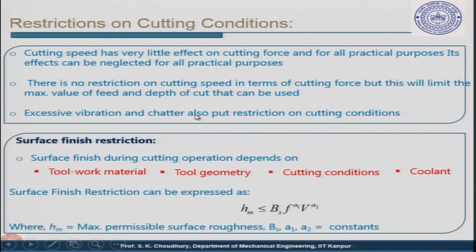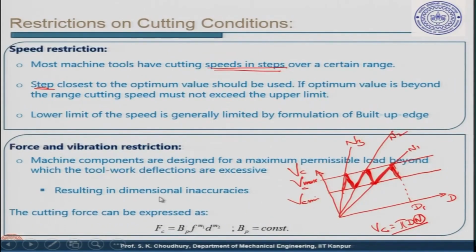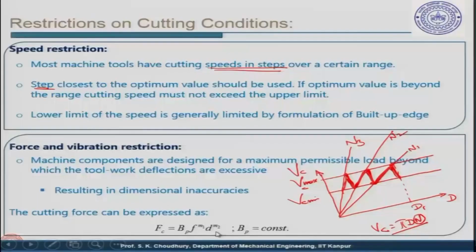Excessive vibration and chatter also put restriction on the cutting conditions. So, whatever V m you have selected, or the optimum value you have selected, may not have much effect on the F c, but in that case the F and the D, which you could have also done, as I said we have not done that in this case, but we could have also done the F optimum and D optimum, then these conditions have to be looked into, and if it is not satisfying this equation, then they have to be adjusted. That is what it is said here.